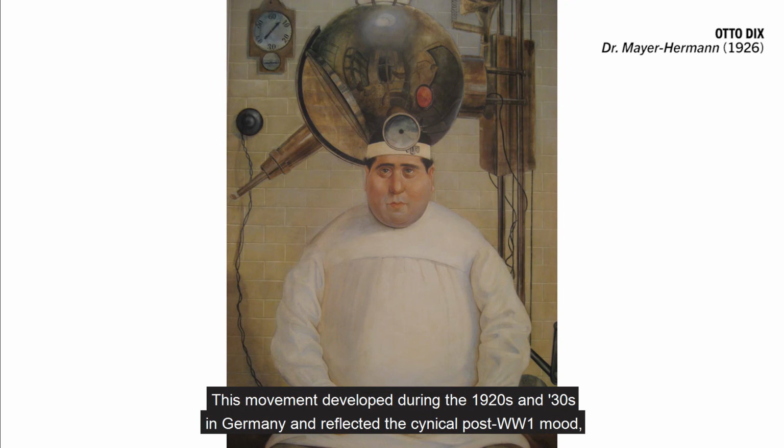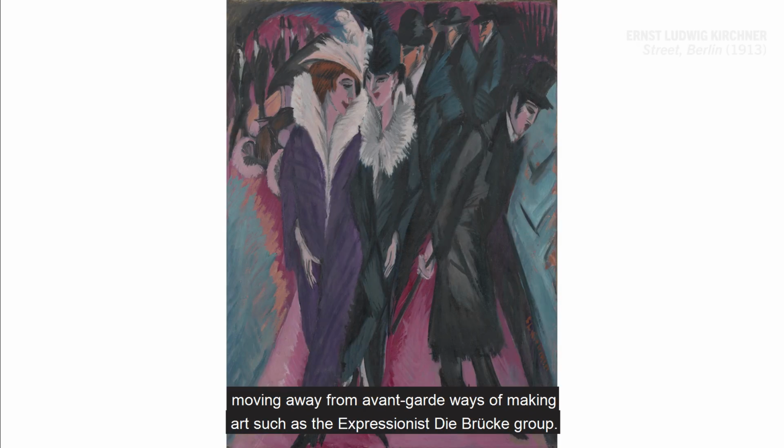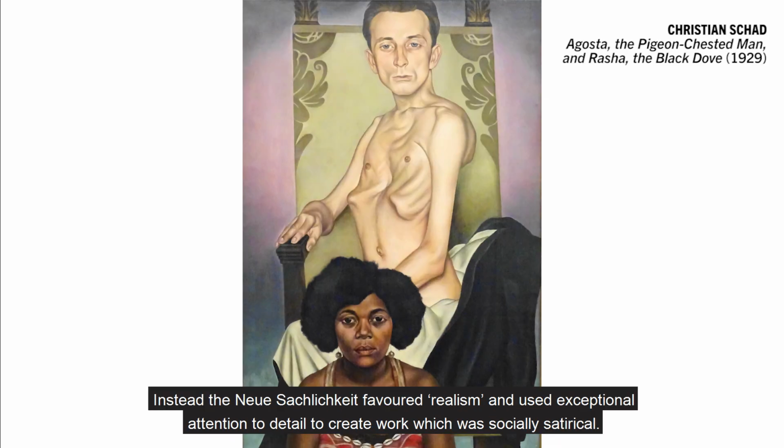This movement developed during the 1920s and 30s in Germany and reflected the cynical post-World War I mood. Moving away from avant-garde ways of making art such as the expressionist Die Brücke group, instead, the Neue Sachlichkeit favoured realism and used exceptional attention to detail to create work which was socially satirical.